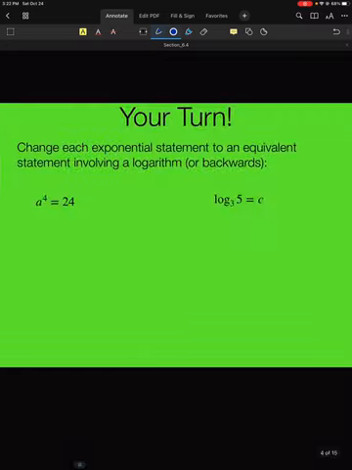For the end of this video, here's a your turn. I have one exponential that I want you to change to a logarithm, and then I have a logarithm that I want you to change to the exponential form of the equation.